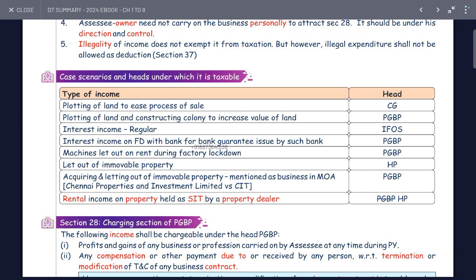Acquiring and letting out of immovable property mentioned in the objects of the business is business income. Any property investment is related to business. Rental income on property held as stock in trade by the property holder is taxed as business income.